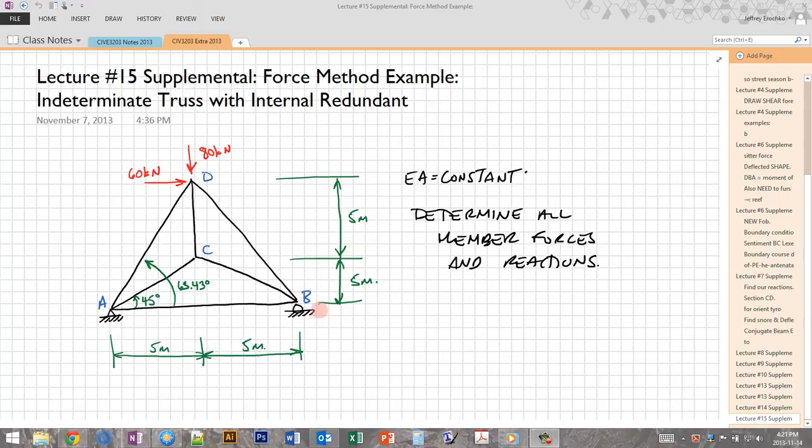So that means I can't use an external reaction as my redundant force if I want to solve this indeterminate system using the force method. Instead, I'll have to choose an internal redundant. And for a truss, the internal redundants that we can select are the forces in the individual truss members. So this is a kind of odd-looking truss, and we're asked to determine all the member forces and reactions. And we have some external forces at the top at point D.